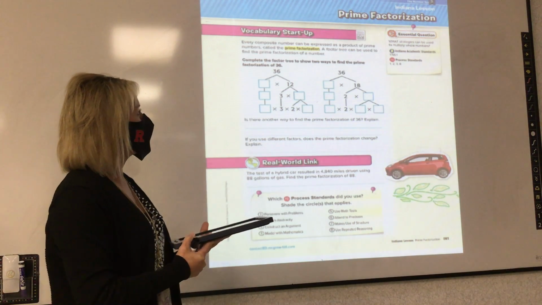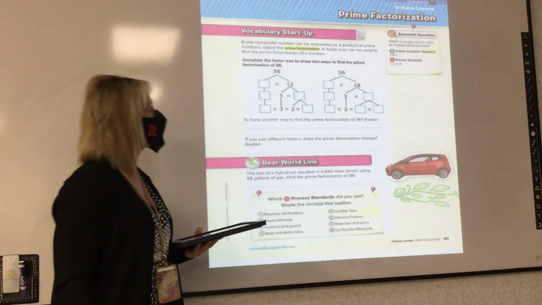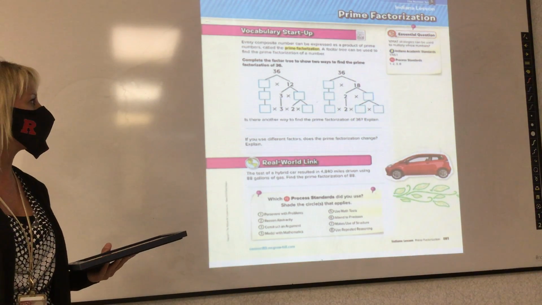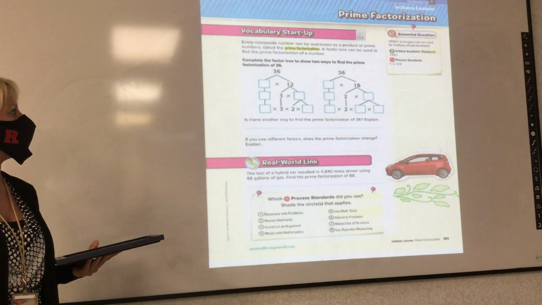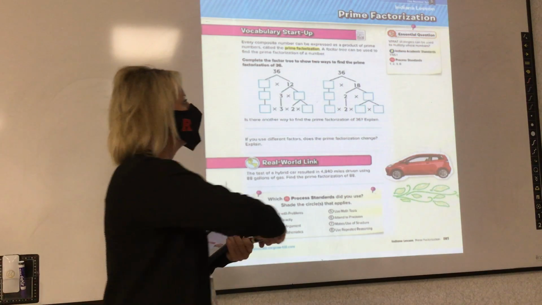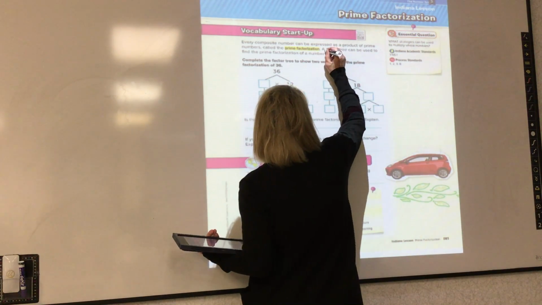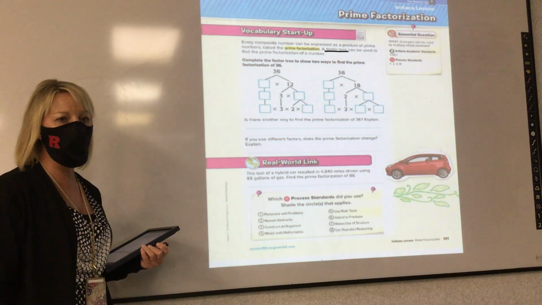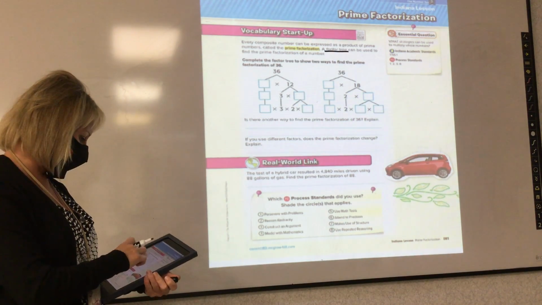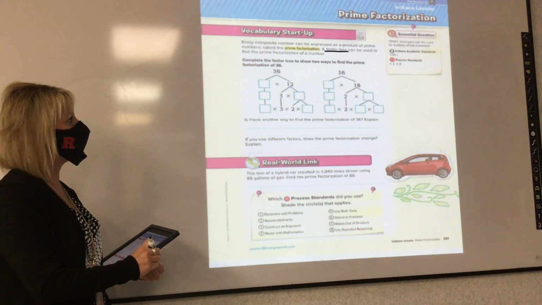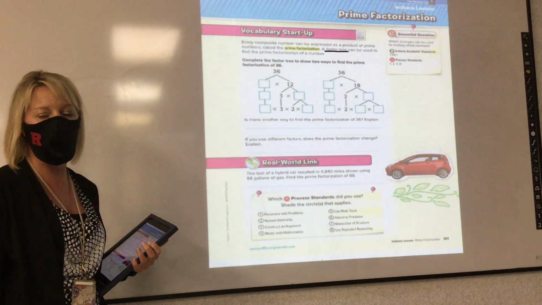Every composite number can be expressed as a product of prime numbers called the prime factorization. A factor tree can be used to find the prime factorization of a number. Now I'm going to underline factor tree. You need to underline the word factor tree because this is what you're using to factor your numbers. It's called a tree. Complete the factor tree to show 2 ways to find the prime factorization of 36.